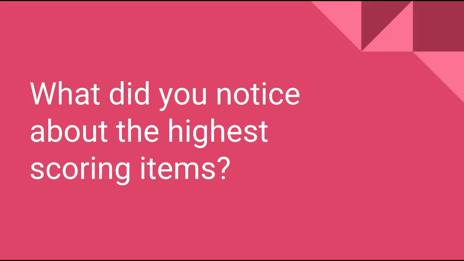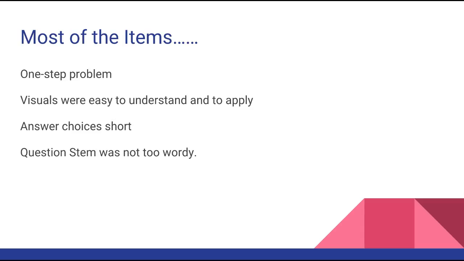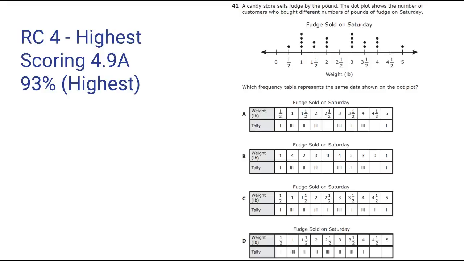So what do you notice about the highest scoring items? Most of the items were one-step problems. The visuals were pretty easy to understand and to apply. The answer choices were short, and the question stem wasn't very wordy. Now if we go back to this last one, it looks like it might be a little bit more wordy, but if you think about it, it is a complete representation of the dot plot to the table. So this was just a basic step problem.